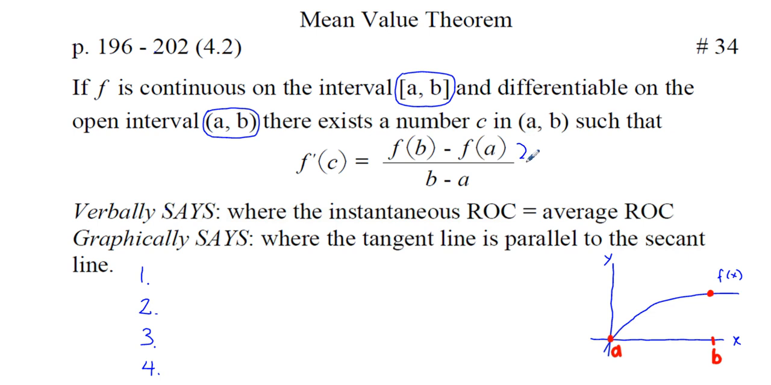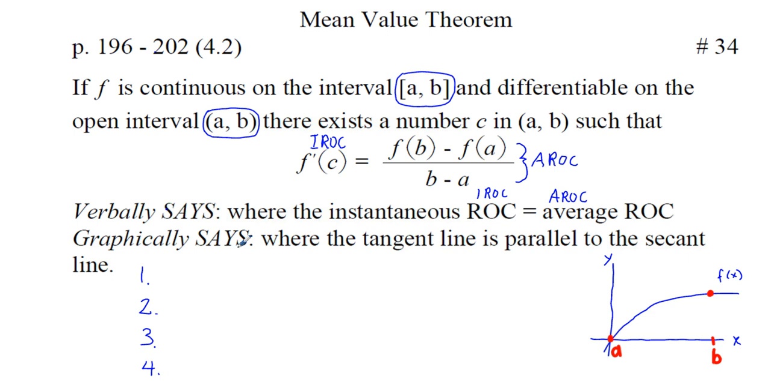And you might remember from earlier lessons that this value on the right is what we call the average rate of change. And this f prime of c, the value at x equals c, is an instantaneous rate of change, which we abbreviate as IROC. And verbally it says where the instantaneous rate of change is equal to the average rate of change.